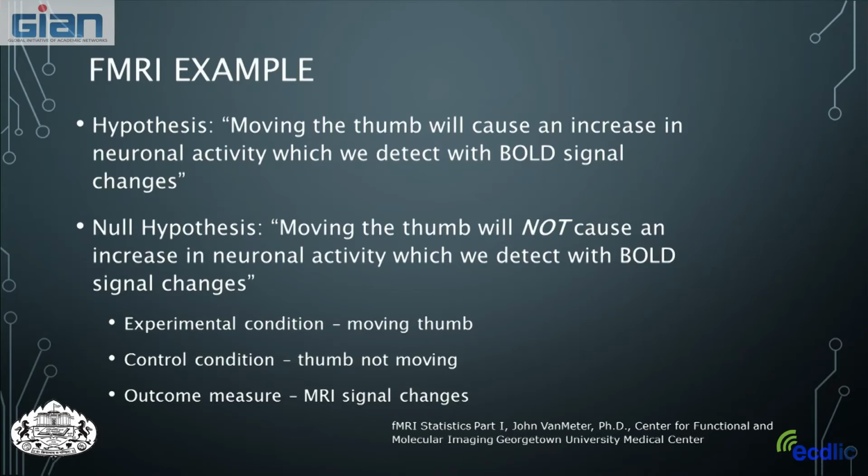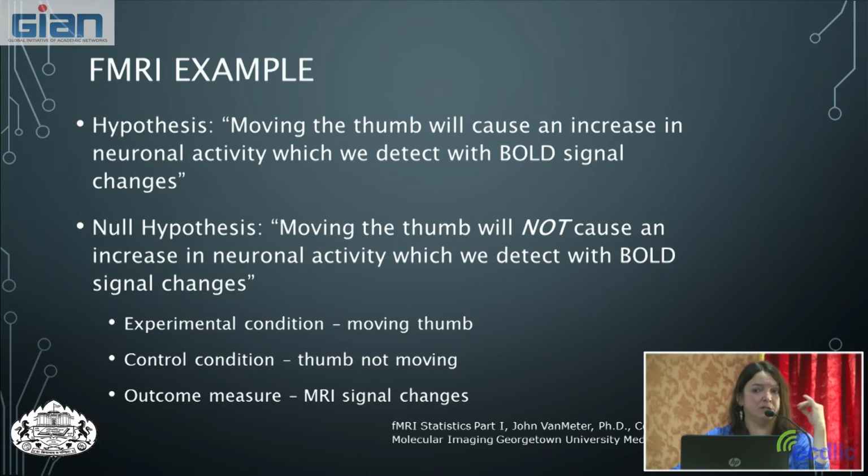Okay, so here's our hypothesis. Moving the thumb will cause an increase in neuronal activity, which we detect with the BOLD signal changes. So again, let's just think about this as a single voxel over time, okay? And we want to compare this voxel as we're moving our thumb and as we're not moving our thumb to see if there's a difference between these two states.